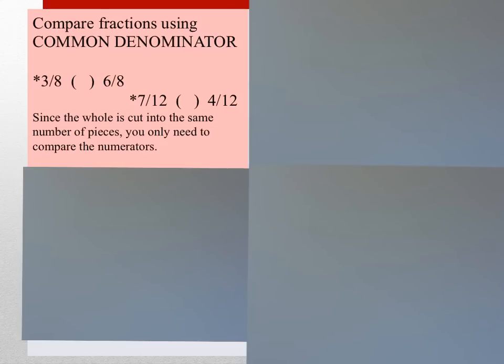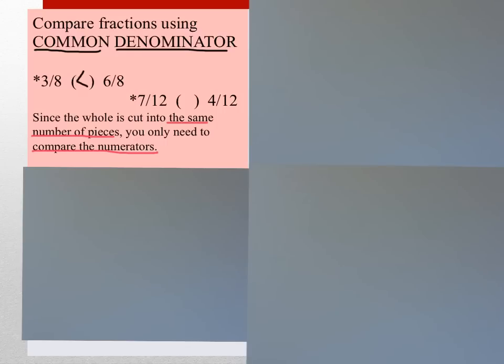Let's start comparing fractions by looking at fractions with a common denominator. Sometimes these fractions will come with a common denominator, as in these examples, or you can make the fractions have a common denominator, as you learned in a previous lesson. In this case, if I wanted to compare 3/8 and 6/8, the whole is cut into the same number of pieces shown by the common denominator. Since the number of pieces are the same, I only need to compare the numerators, telling me that 3/8 size slices is less than 6/8 sized slices.